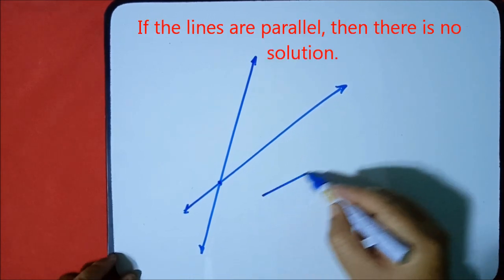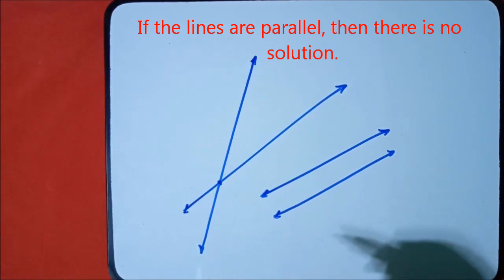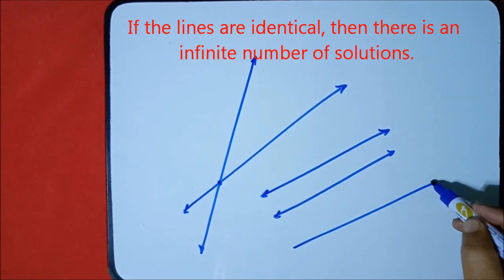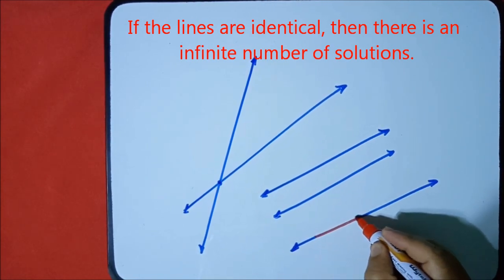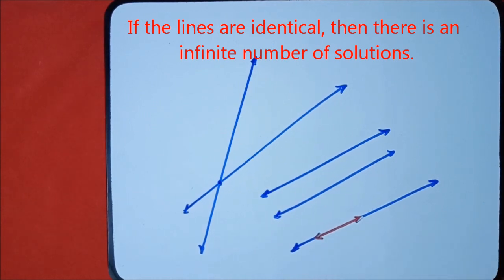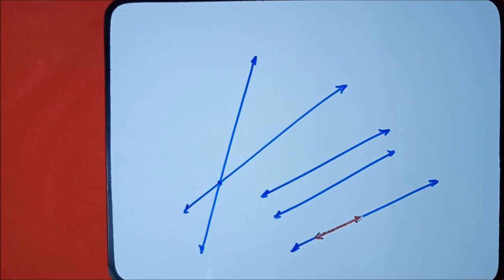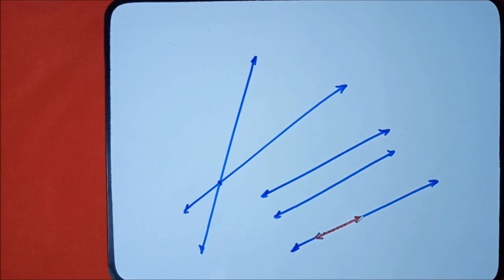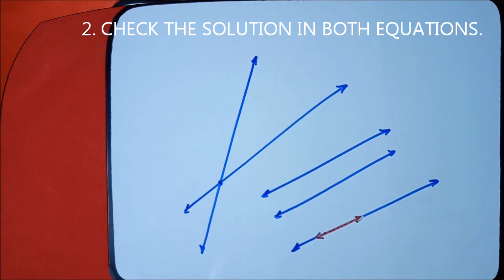Now, if the lines are parallel, then there is no solution. And if the lines are identical, halimbawa, itong isa, then the other one is this one, then there is an infinite number of solutions. Marami yan. Pag tuloy-tuloy yan. So ito walang solution. Ito mayroong isa. Ito ay marami. Then after that, you have to check the solution in both equations.